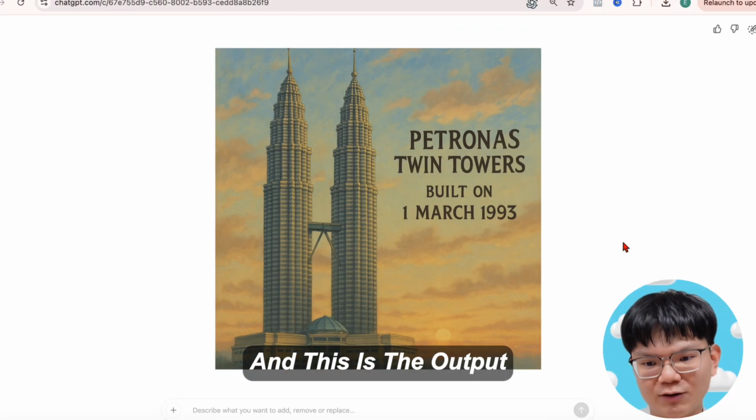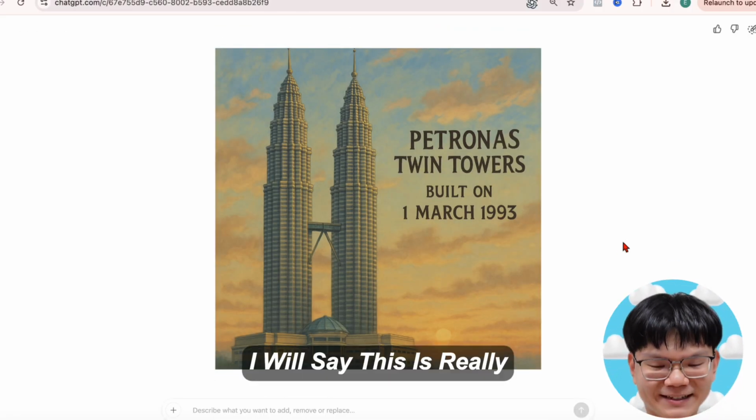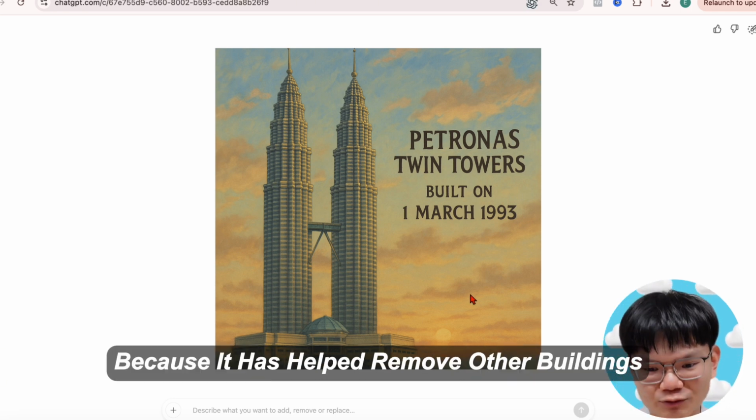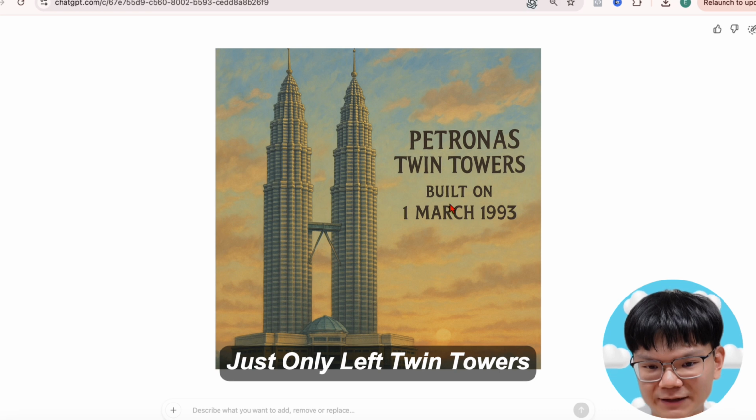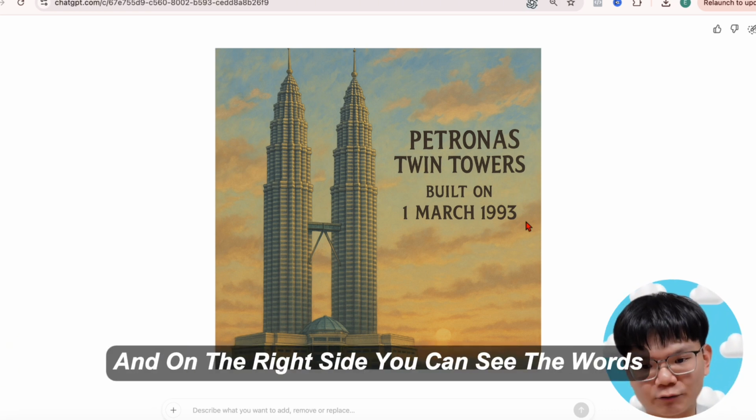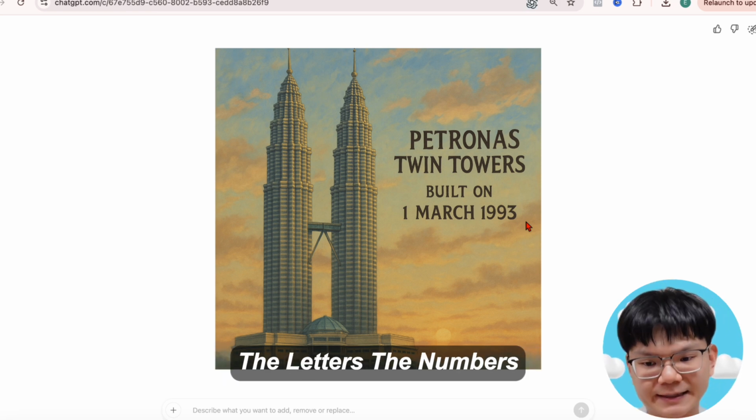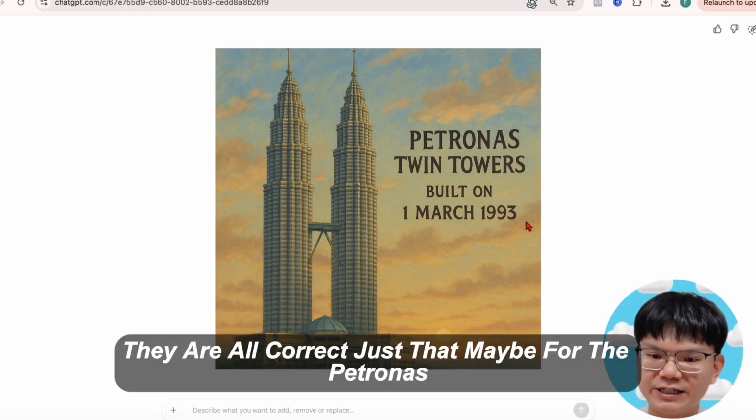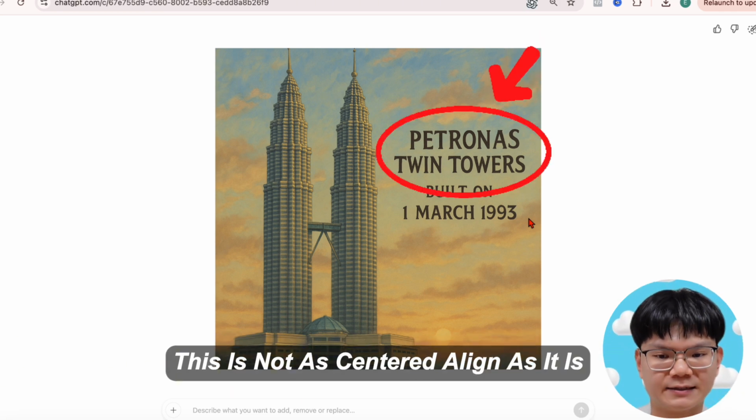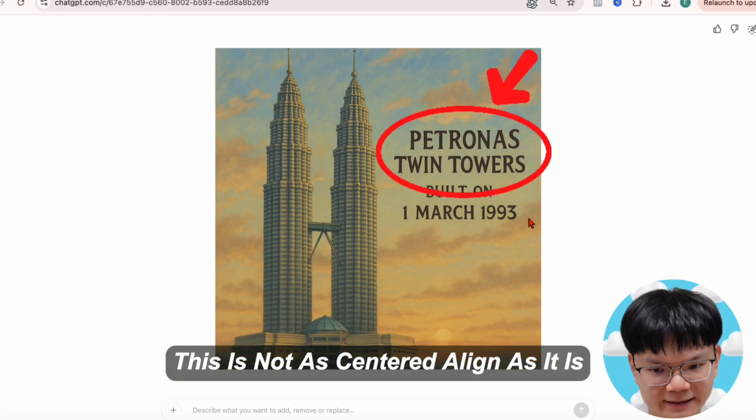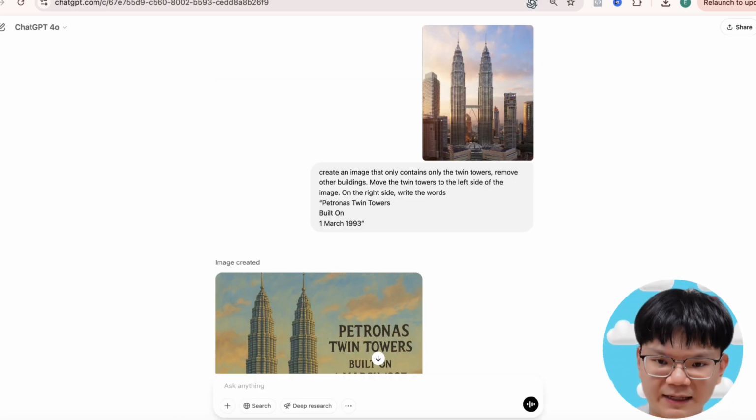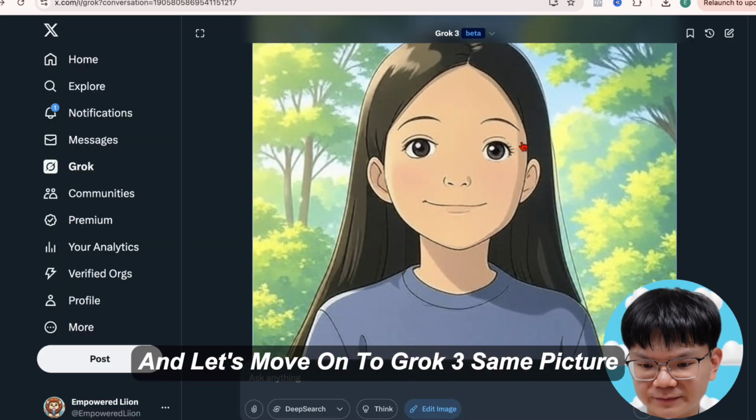And this is the output. I would say this is really amazing because it has helped to remove other buildings, leaving only the Twin Towers. And it has been moved to the left side, and then on the right side you can see the words, the letters, the numbers, they are all correct. Just that maybe the word Petronas is not as center aligned as it could be, but I would say this is a 95% great job.